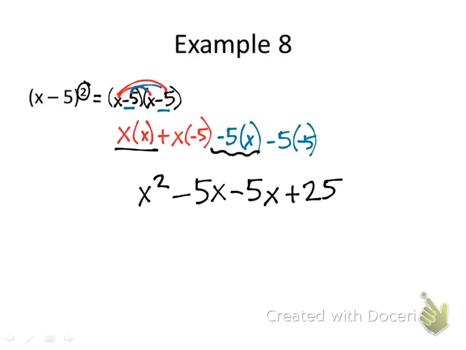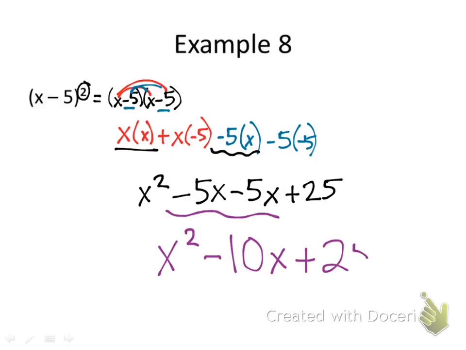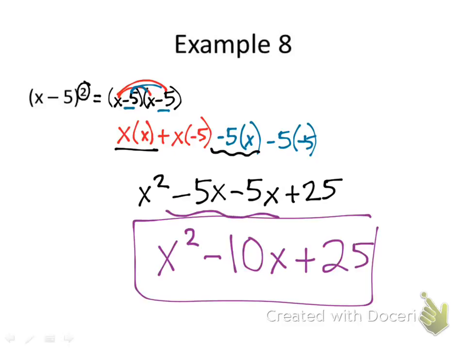All right, what is negative 5x minus 5x? Negative 10x. You add the numbers, keep the sign, so negative 10x plus 25. What are your questions?